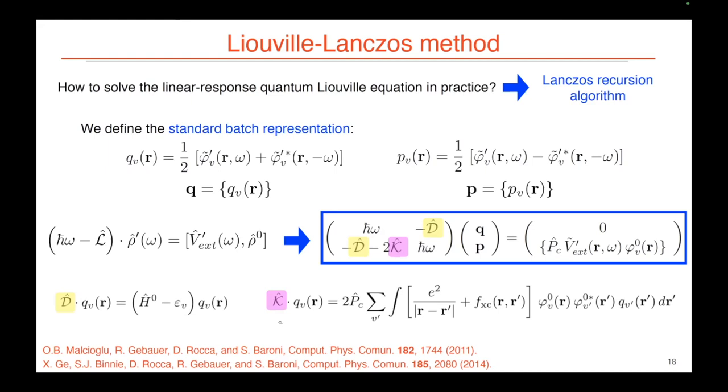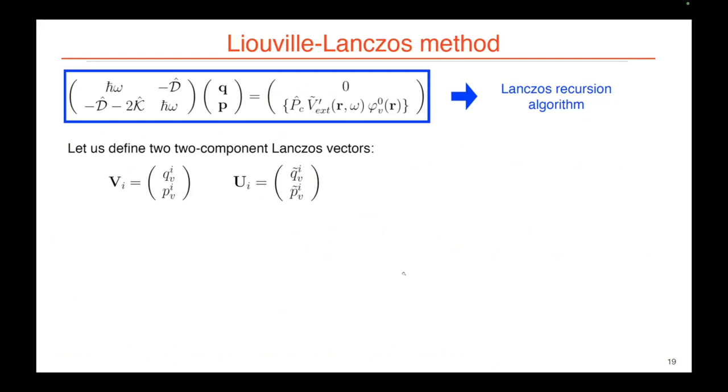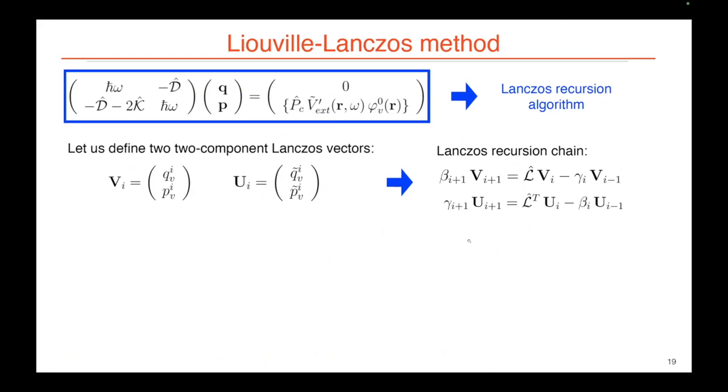So one can neglect K and see what would be the independent particle approximation. But in general, we need to include the interaction term K. And as I said, we can solve this equation using the Lanczos algorithm. So we define these vectors V and U. And then, I drop all the details, but the Lanczos recursion chain is written here. There are two coupled equations, and we solve these equations iteratively and recursively.